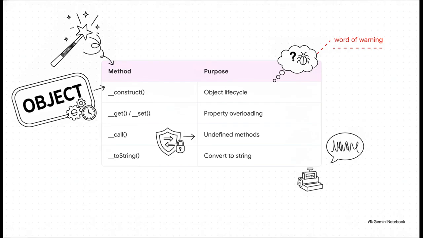And toString lets you dictate exactly what happens if someone tries to echo your entire object as a string. They allow objects to behave incredibly dynamically, but a quick word of warning, use them carefully. If you overuse magic methods, your code can become incredibly hard for another developer to read and trace.